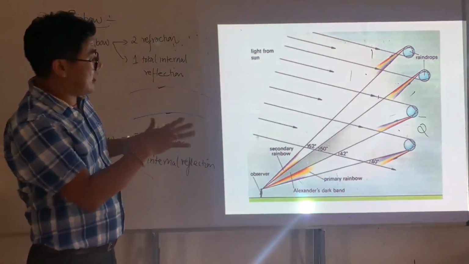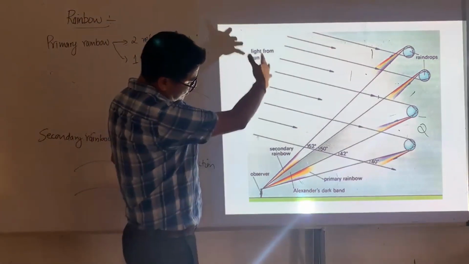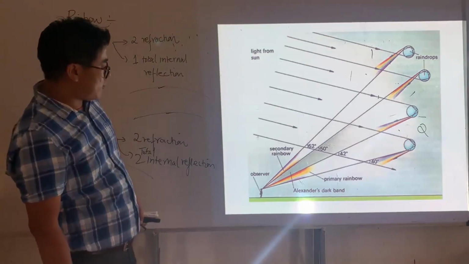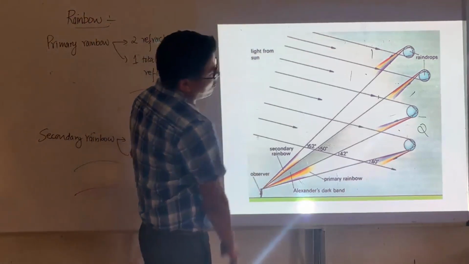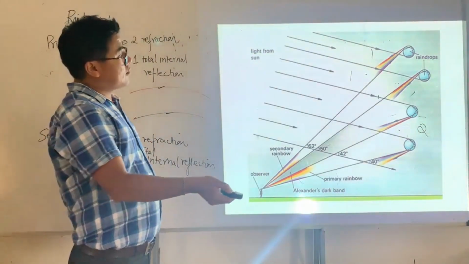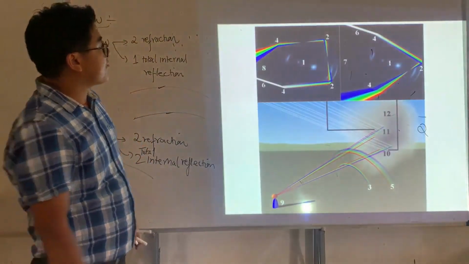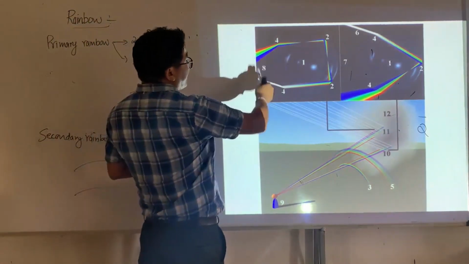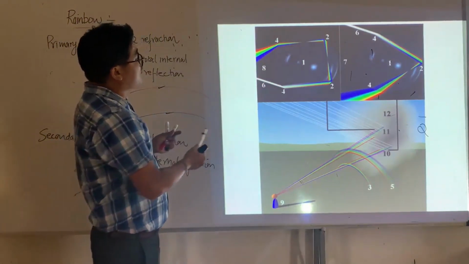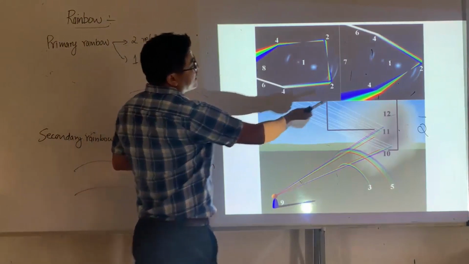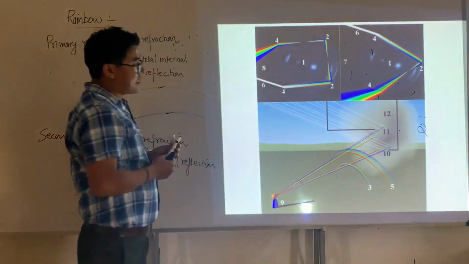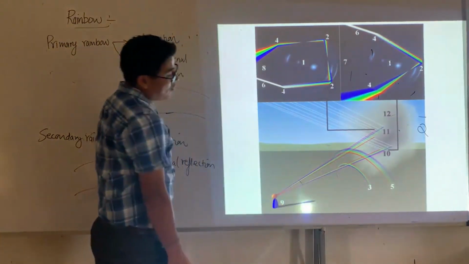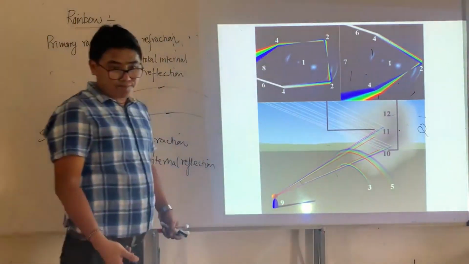So this is a nice diagram. This consists of both the primary and the secondary rainbow. This is the primary rainbow, this is the secondary rainbow, and I have a few more. This is for the secondary rainbow: two total internal reflections taking place in one droplet of water. This is one total internal reflection taking place. This is a primary rainbow, and this is a secondary rainbow.